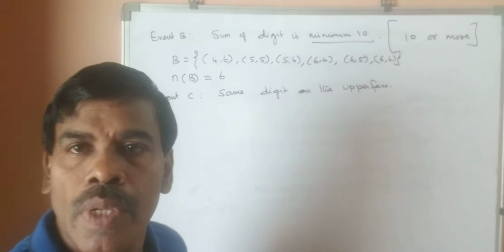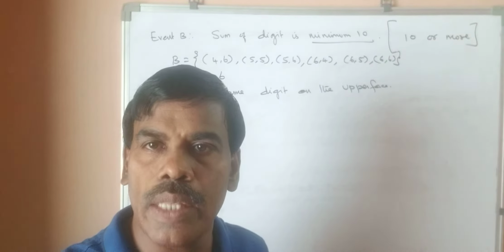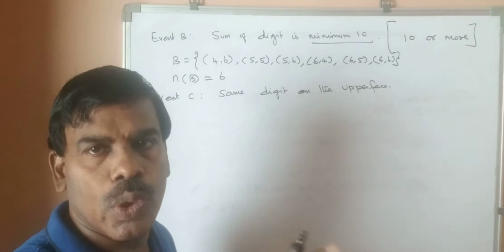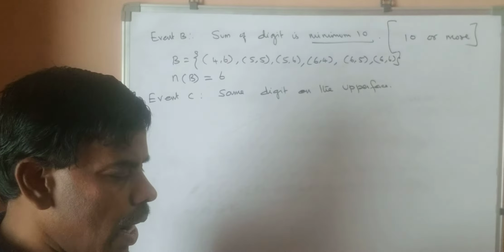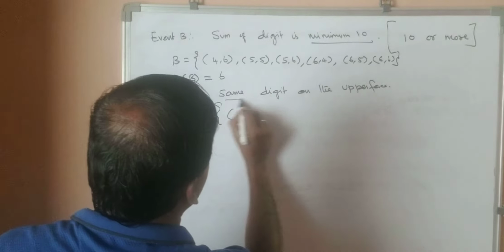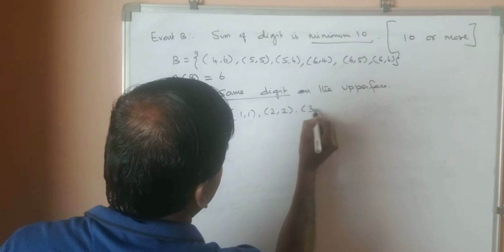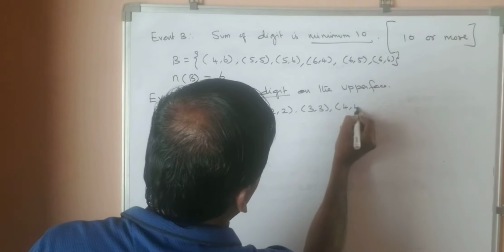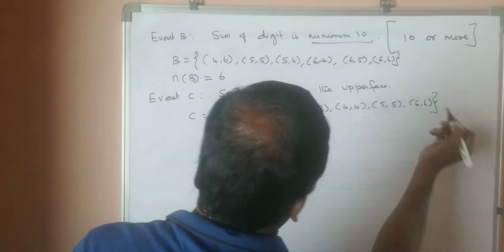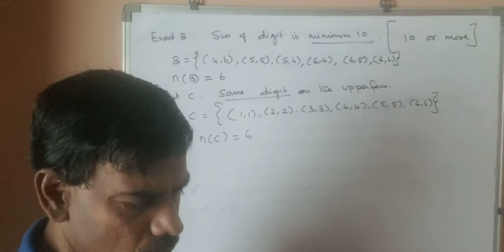That means what? The number appearing on the first face of the die and the second face of the die should be same. That means 1 1, 2 2, 3 3, 4 4, 5 5 and 6 6. So, it is very easy. You can easily find out. See, same digit: 1 1, 2 2, 3 3, 4 4, 5 5, 6 6. So, how many are there? Sample points 6. So this is one type of sum.